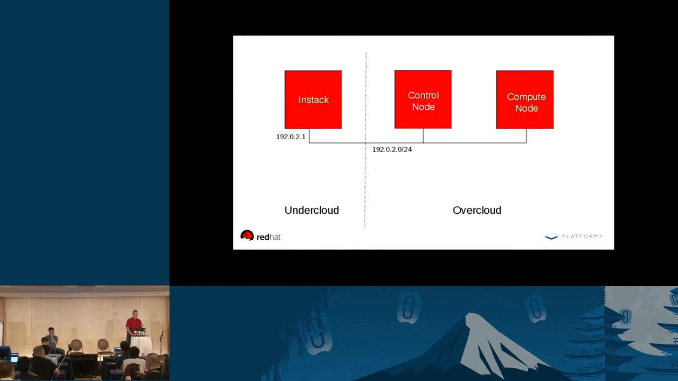The architecture of what I've installed and what we're going to use is based on three nodes. There's an InStack installer node, a control node, and a compute node. InStack is the node that handles the installation for us. The control node is where all of your APIs live and what you connect to in order to interact with OpenStack. And the compute node is the hypervisor. It's where the VMs that will be spawned actually live and run.